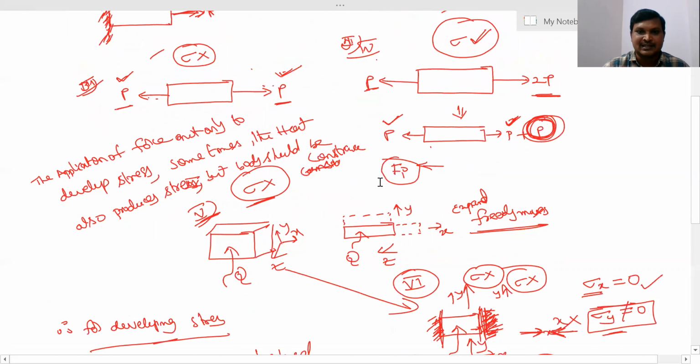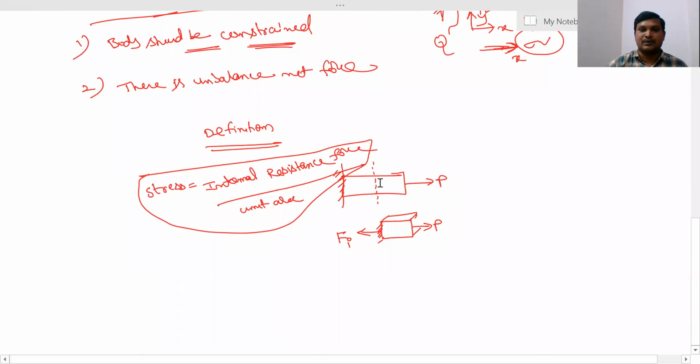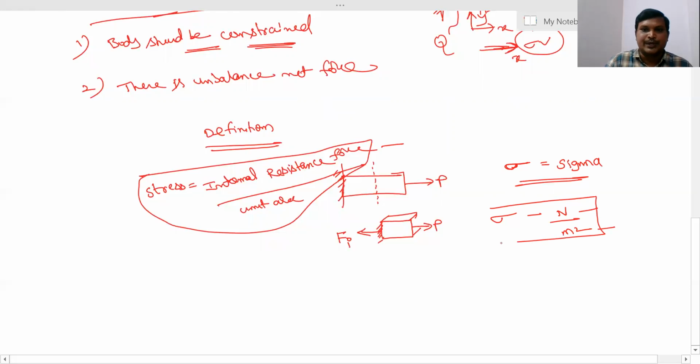In strength of materials, we discuss not the external forces. We are interested in calculating the internal resistance force. So stress is equal to internal resistance per unit area. Stress can be denoted as sigma. Sigma has the units of Newton per meter square, because for force the unit is Newton and for area the unit is meter square. This is the unit of stress.